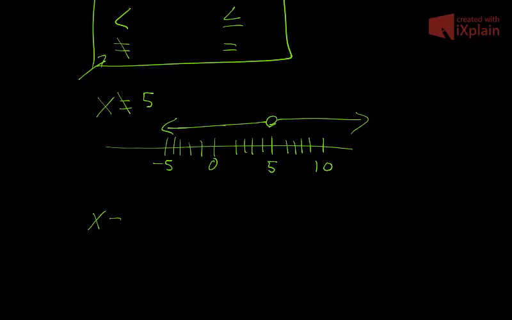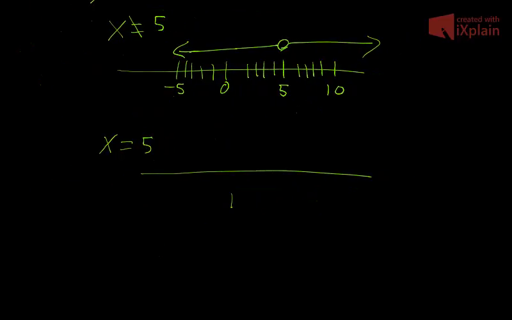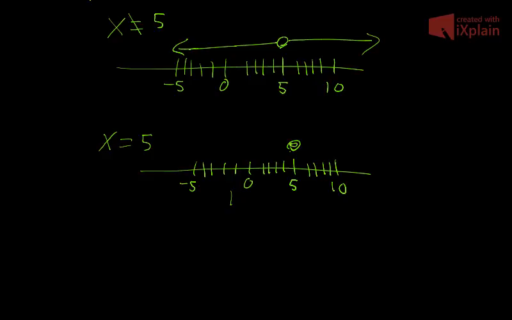Conversely, if we wrote x equals 5, we're going to do the exact opposite of what we just did. So let's look at what that would be. If I start with a 0 here, negative 5 there, 5, 10. If I want x equals 5, I'm going to draw a circle. Nothing else works, so I don't need to draw any arrows. And it is inclusive, so I'm going to color it in. So x equals 5 would just be a colored in dot over the 5.